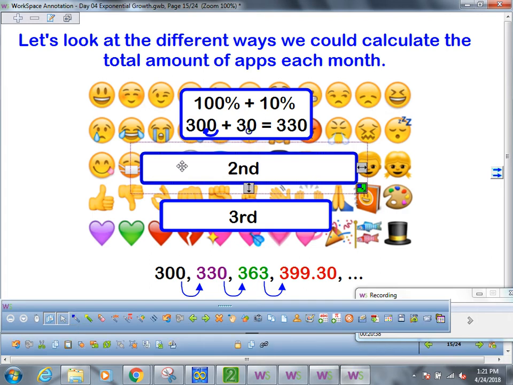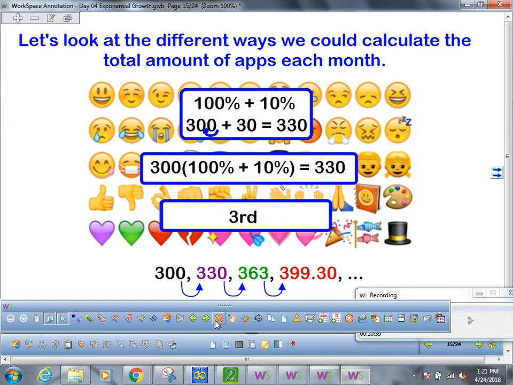Here's another way you could look at it. I'm going to cut out a step. Aren't I really taking 100% and adding 10% to it? I'm taking the whole 300.